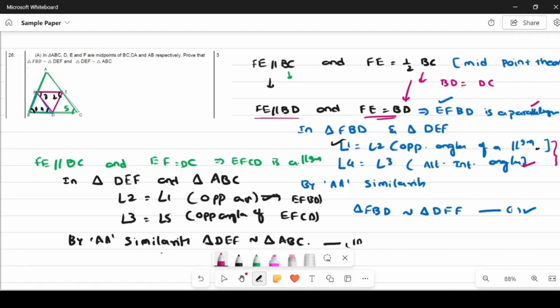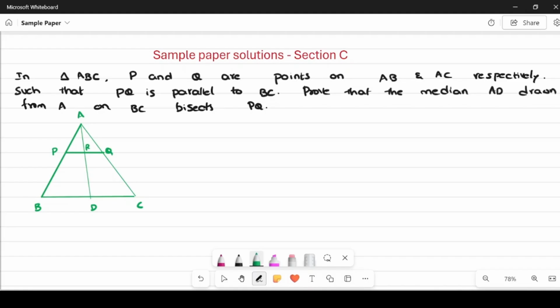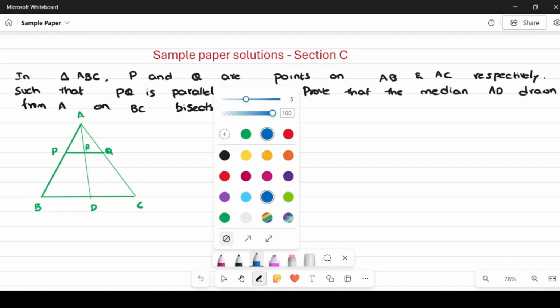Hope this is clear. Let's move on to the next part in the same question. In triangle ABC, P and Q are points on AB and AC respectively, such that PQ is parallel to BC. We need to prove that median AD drawn from A on BC bisects PQ. That means what we need to prove? We need to prove that PR is equal to QR. So that implies that AD bisects PQ, right? So let's write first what is given and what we have to prove.